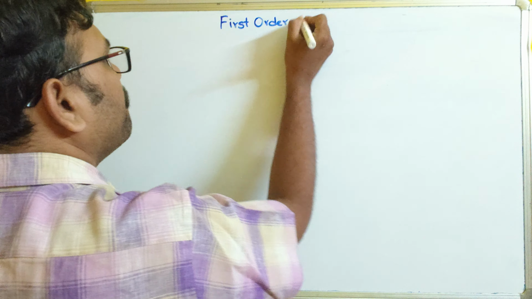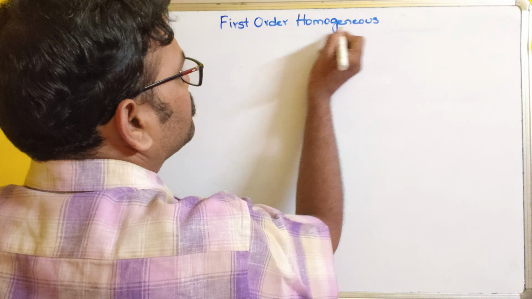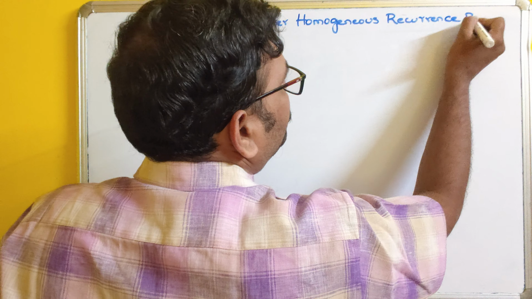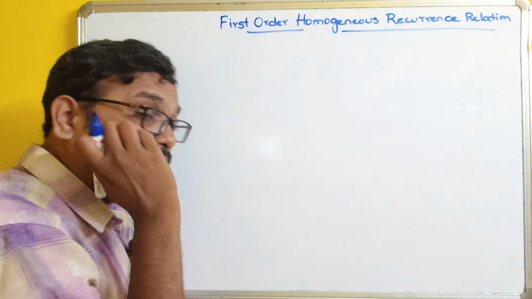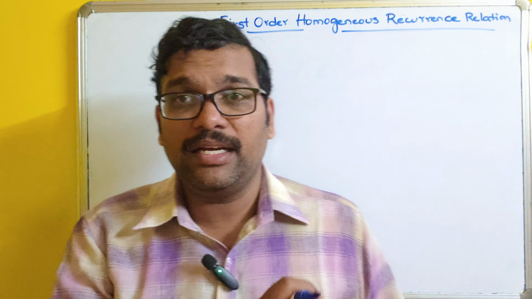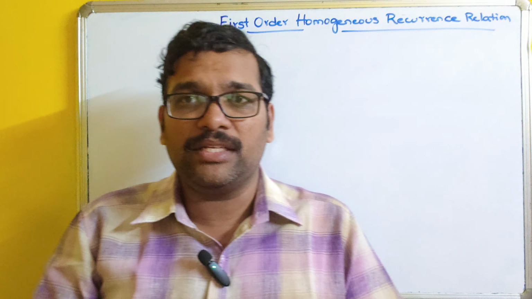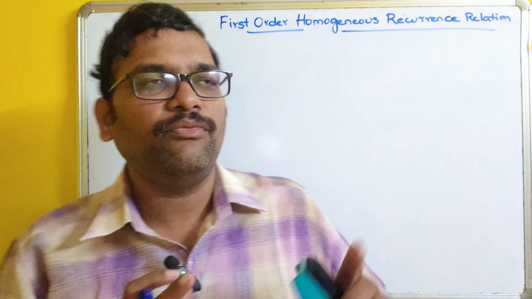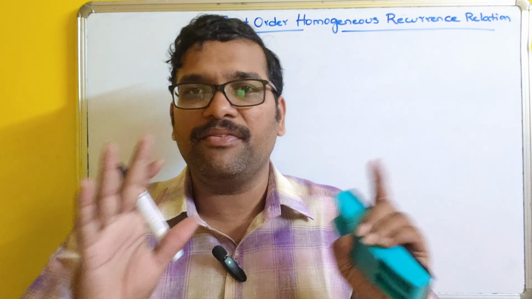First order homogeneous recurrence relation. So once again we'll have a quick recall of what exactly the first order as well as the homogeneous mean. Coming to the recurrence relation, in order to find the current term in a sequence, we will be using some recursive manner of the previous terms. So that we call it a recurrence relation. So finding out a term in a sequence from the previous terms.